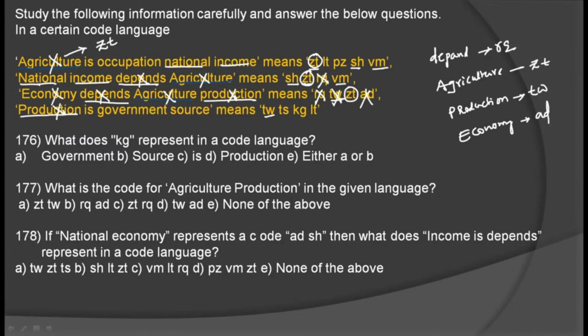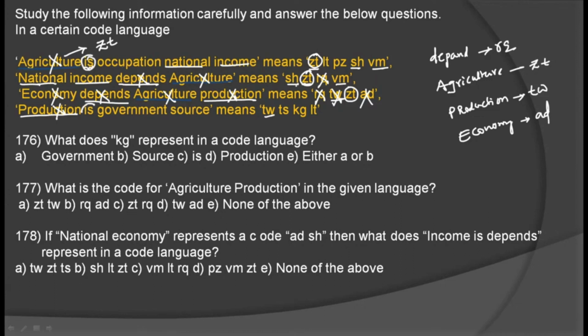Now the next one, national income. See, national income means what is common here? SH and VM is common. Now you can confirm, guys. Now you can confirm the occupational. See, occupational code language. So we are left with the is and occupational.